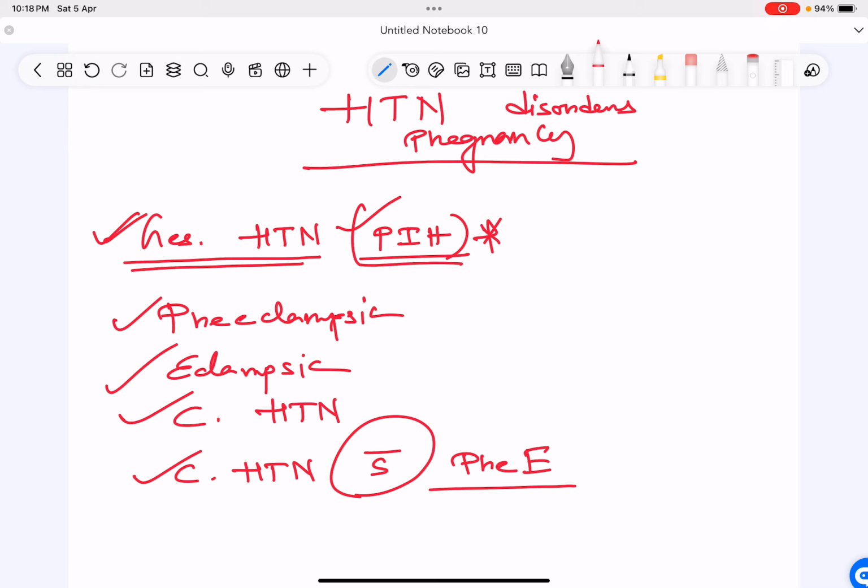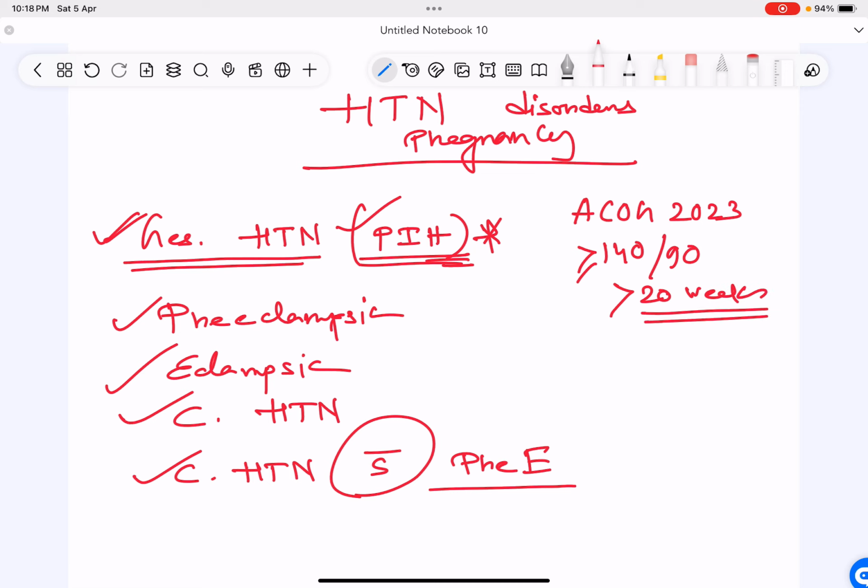Okay. Now the question is, what is the diagnosis of gestational hypertension? According to the ACOG 2023 guidelines, the diagnosis of pregnancy induced hypertension is that the systolic blood pressure should be more than 140, or the diastolic blood pressure is more than or equal to 90. So either 140 or 90 is occurring after 20 weeks of gestation. So this is what we all know. See, it should occur after 20 weeks. It should not be before 20 weeks.